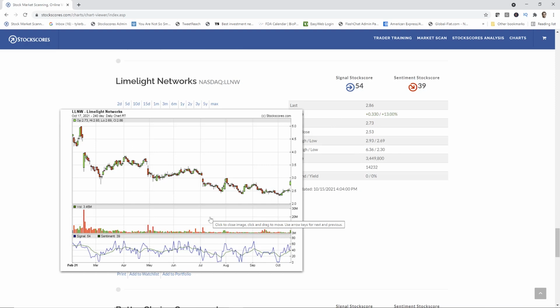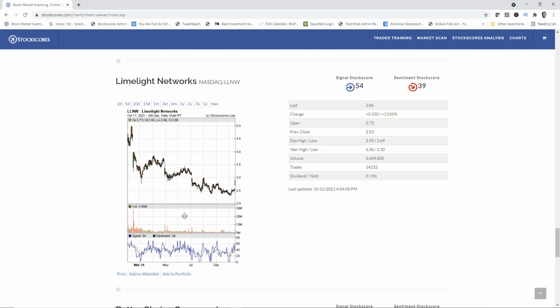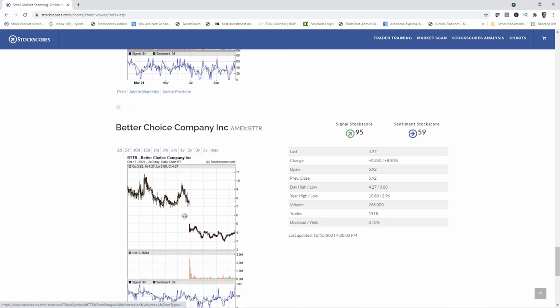Now, LLNW, a decent chart here. It built a little bit of a rising bottom. It's broken the downward trend. Volume was a little higher than normal, price action abnormal. It has issues. It's going to find resistance at 3 and then at 330. So I wouldn't give this more than a 6 out of 10, which means I think it has a 60% chance of being a good trade.